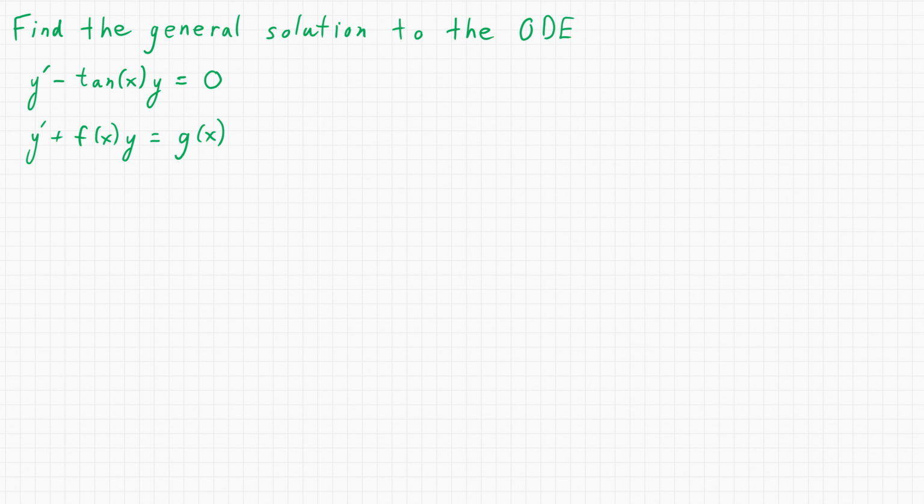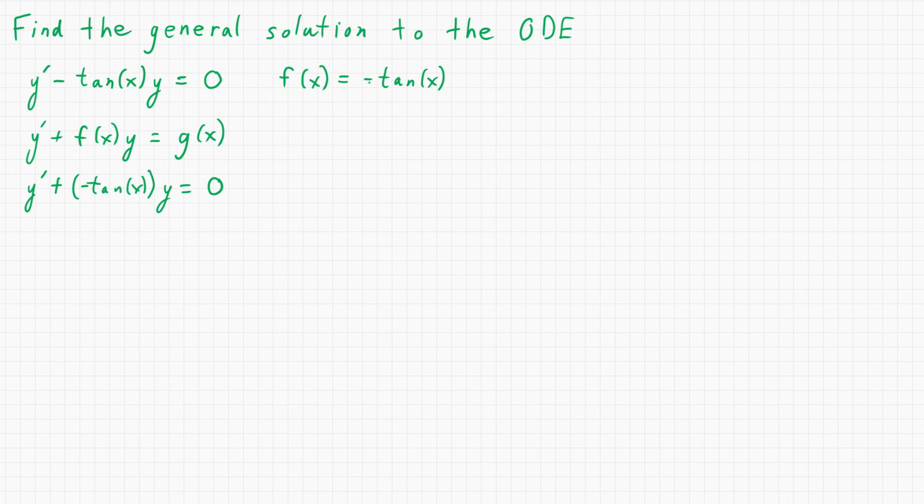That looks like the right format, but there is something to watch out for. The f of x in this case is not tangent of x, it's actually negative tangent of x. The reason for that is we need the plus on the plus f of x. So really, we could rewrite the equation as y prime plus negative tangent of x times y equals 0. That plus does matter. We want to make sure we have the right sign to get the reverse product rule to work.